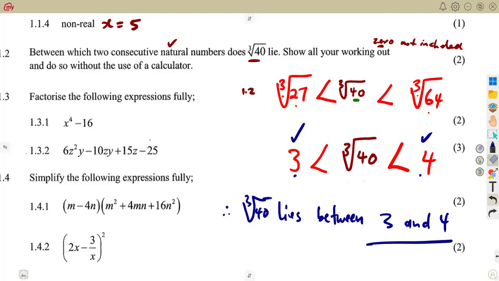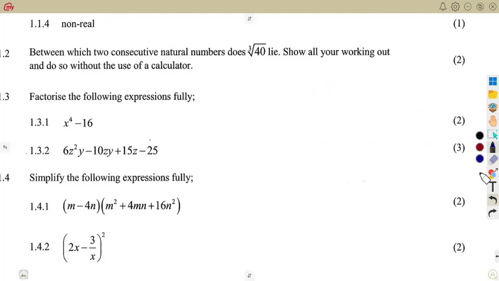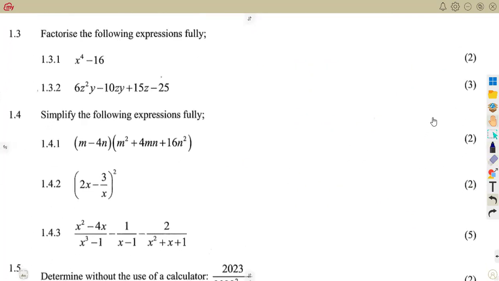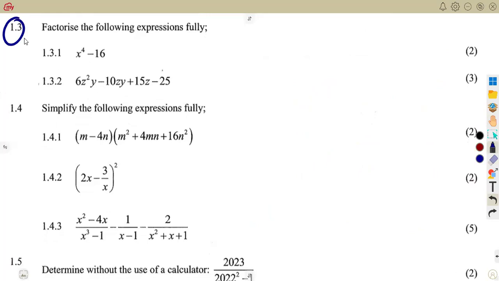It lies between these two. So guys, just 2 marks. You just need to revise your basics there. It's not that much. 1.3, factorize the following expressions fully.